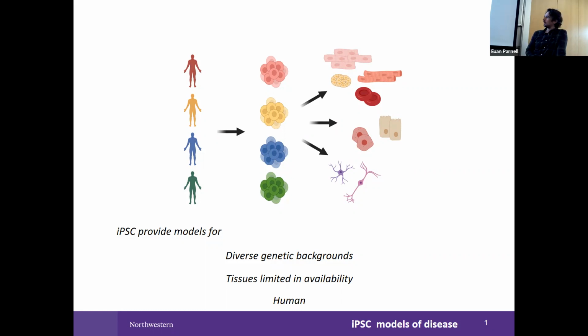And finally, they're human. And so something I'm really interested in is drug discovery and development. And there's this huge rift between preclinical models. So many drugs are successful in animal models of disease, but then when you go into the clinic, they fail. And so a big push in the field is to try and incorporate human models of disease to try and improve those outcomes in drug trials. And iPSC are a route to achieve that.